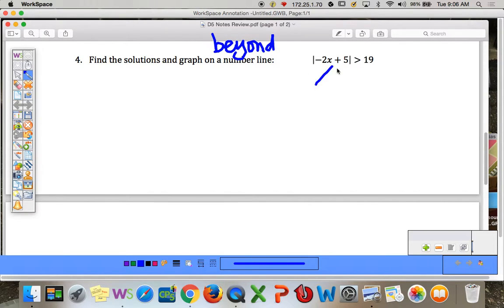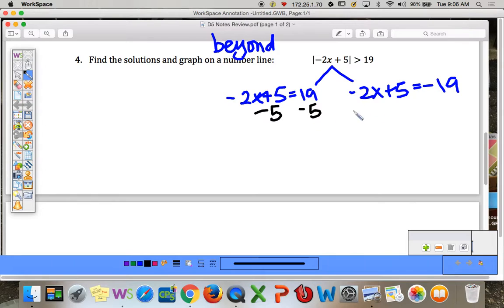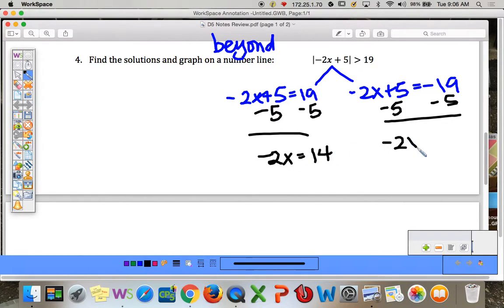Again, the absolute value is by itself, so split it up into two equations. 2x plus 5 equals 19, and negative 2x plus 5 equals negative 19. We're going to solve each equation. So first step, subtract 5 from each side. We'll get negative 2x equals 14, and we'll get negative 2x equals negative 24. And then we're going to divide everything by negative 2.